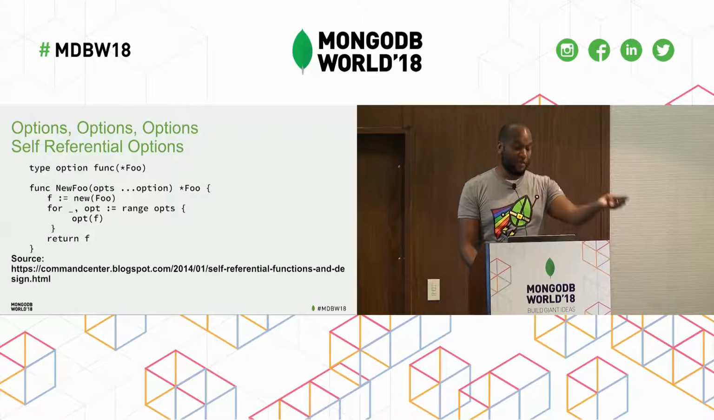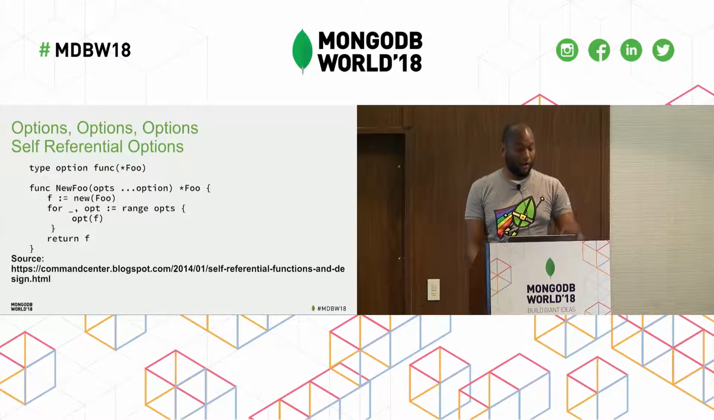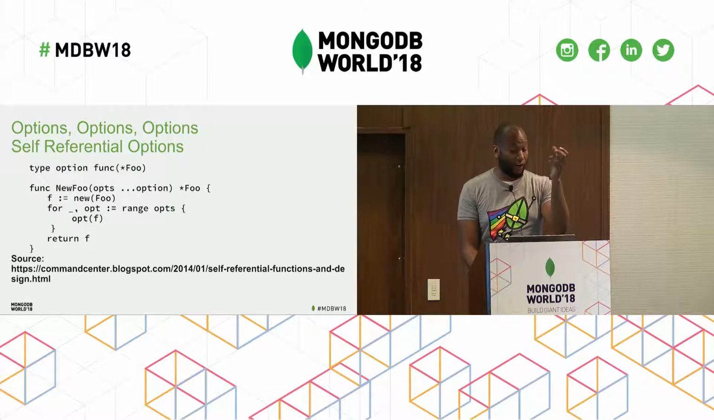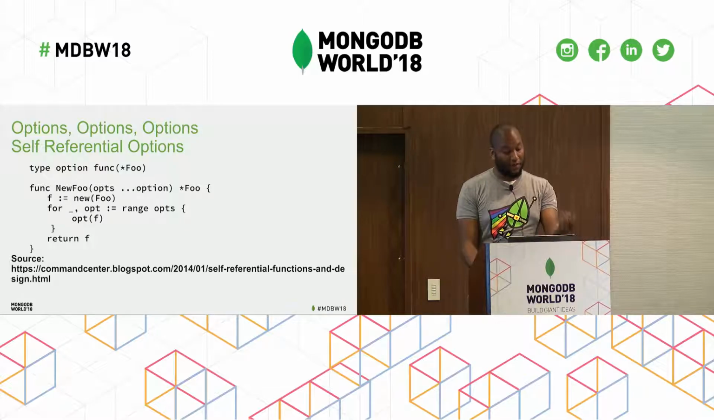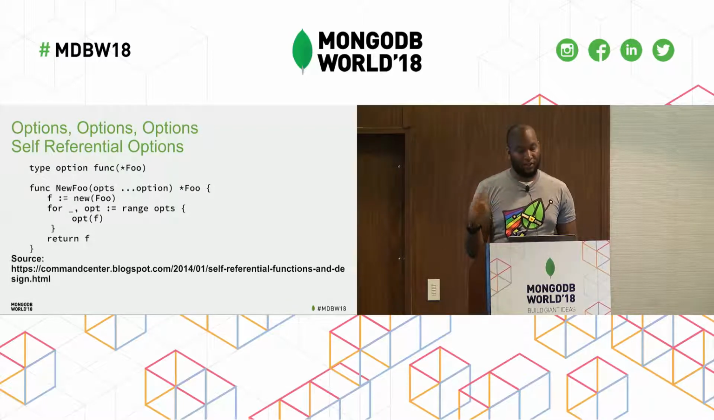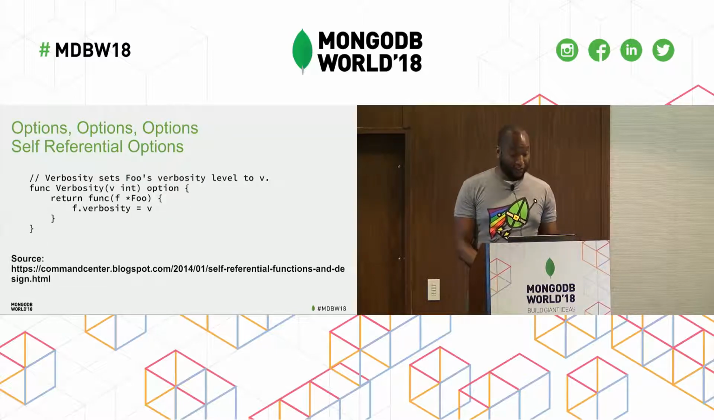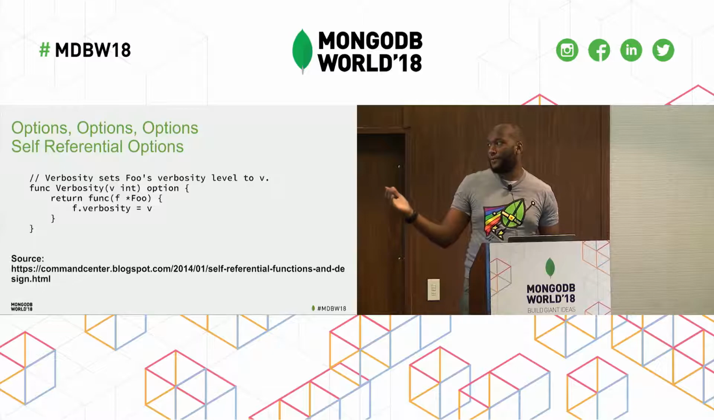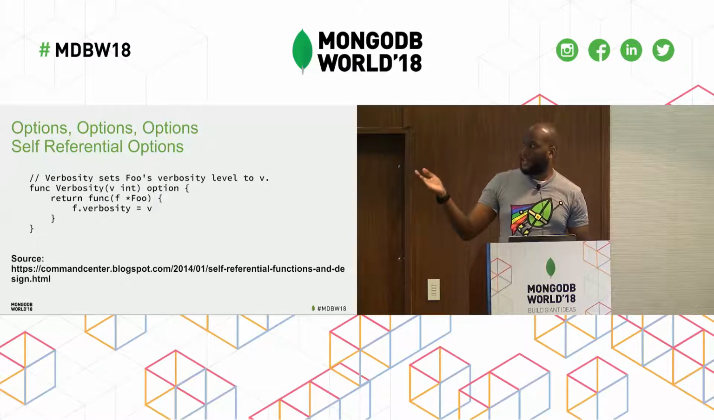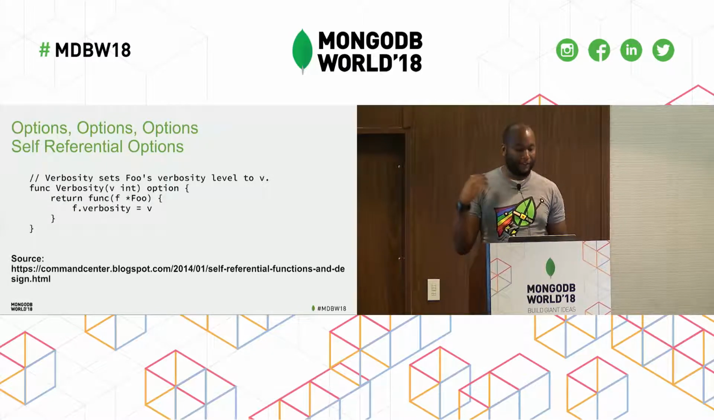But essentially what you're doing is you're making a type function, an option type, that's just a function that takes the thing you want to configure or modify. And in this case, we want to make a new foo, and we give it options. And all we're doing is we make a new foo pointer, and we pass it in. And each function knows what it needs to do to that foo object to manipulate it or change it in a way. And here's an example of that. This is going to set the verbosity level on foo. It just takes an integer, it returns you an option that you can pass in later.